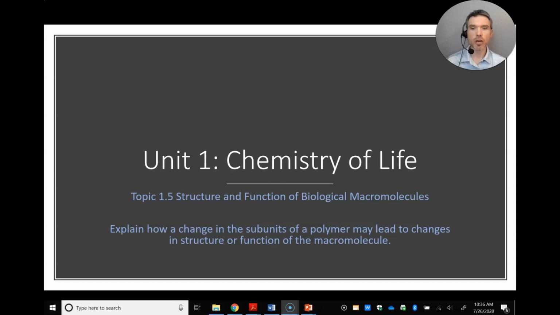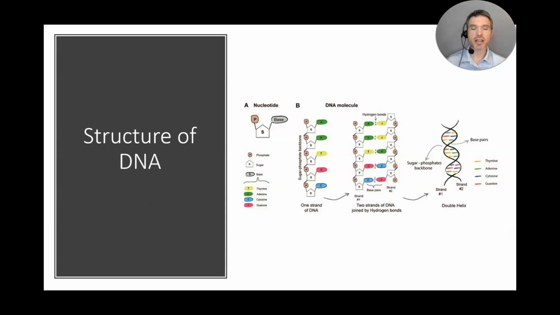In this video, topic 1.5, we'll discuss the structure and function of biological macromolecules. DNA is a macromolecule built from monomers. The monomer unit of DNA is called a nucleotide. Nucleotides have three components: the phosphate, the sugar, and the base. Linking these monomers together, that is a dehydration synthesis reaction or a condensation reaction, forms a sugar-phosphate backbone.